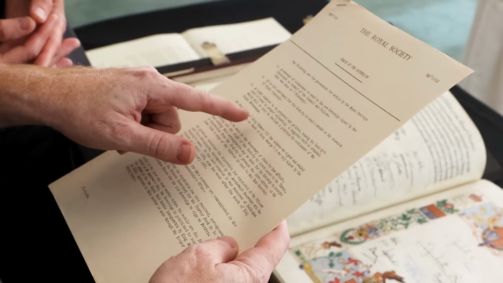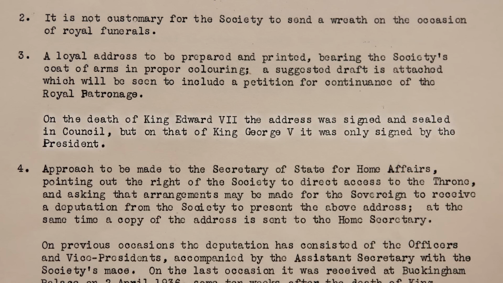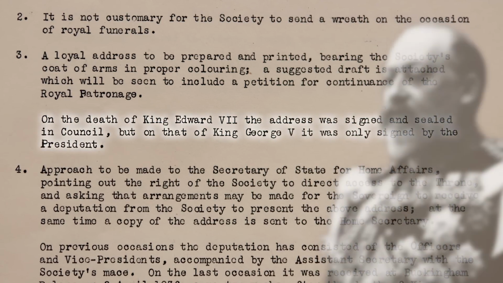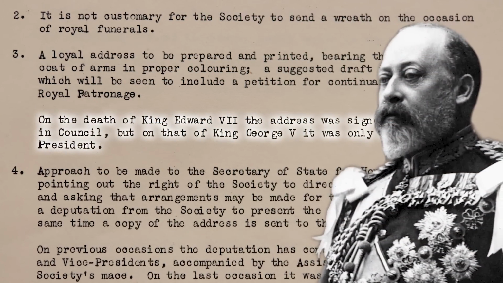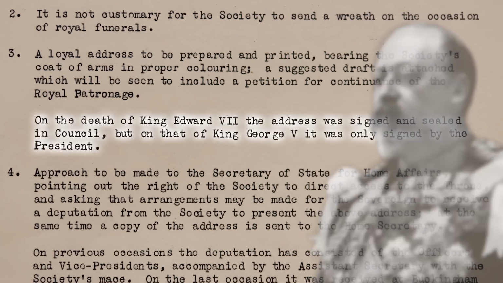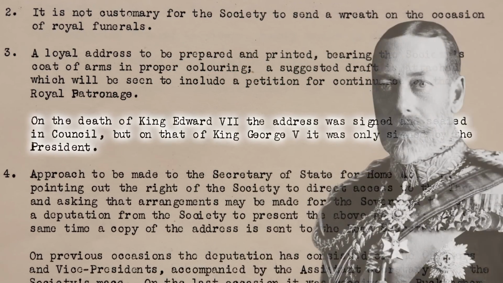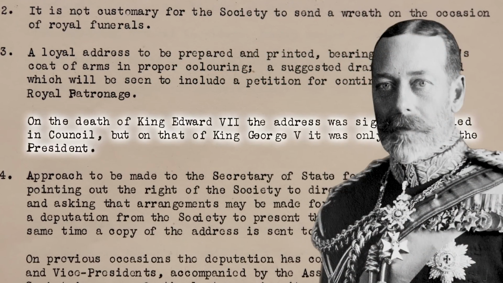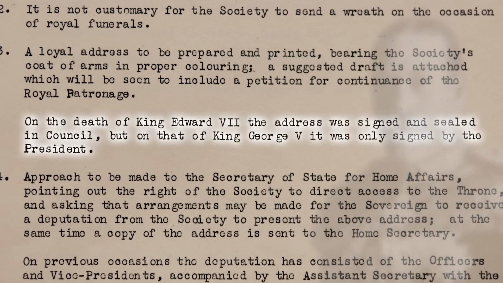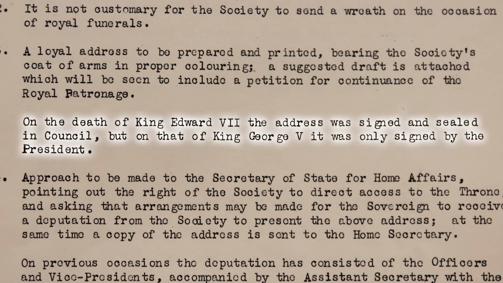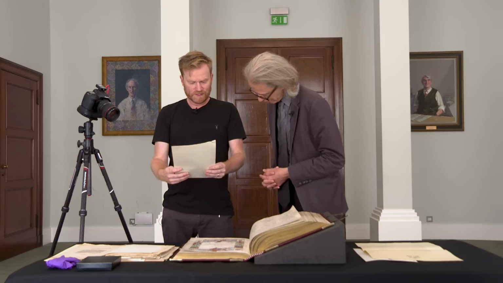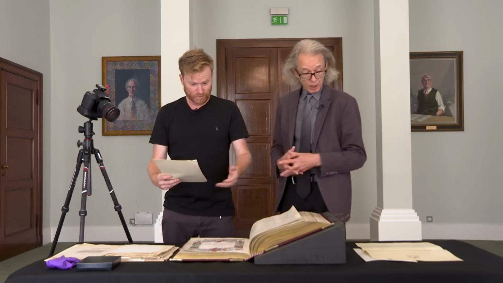Okay, and it says here, on the death of King Edward VII, the address was signed and sealed in council, so by the whole council of the Royal Society, but then it points out, but on that of George V, it was only signed by the President. So here, when George VI has died, they're figuring out who's going to sign it. Yes, exactly right. Presumably this royal address was prepared, and we actually have a copy here.